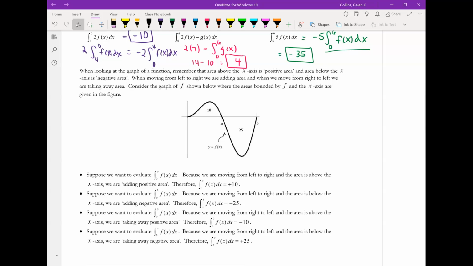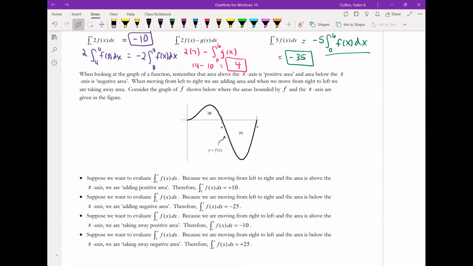We talked about in section 5.1 that we consider the area under the x-axis. So when we integrate the area under the x-axis, we consider it negative. But something we didn't specify in section 5.1 is that's only when we're moving from left to right on the number line. If we move from right to left, that's the same as reversing our limits, and that's going to change the sign of the area.